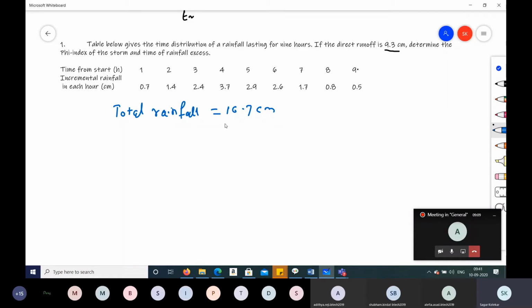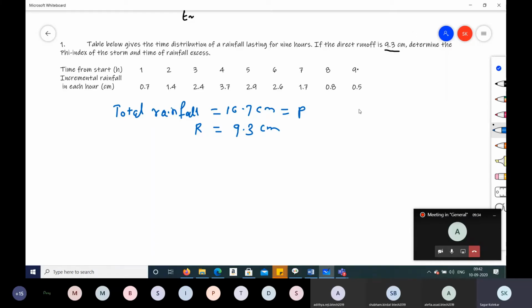Yeah, and so total rainfall we can mention here also. The symbol basically that we use is the precipitation, suppose P. This is the total rainfall. What is the value of runoff which is given? R is equal to 9.3 centimeter. Here you can see this one, this 9.3 centimeter runoff.